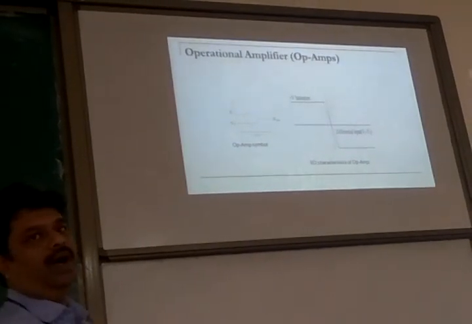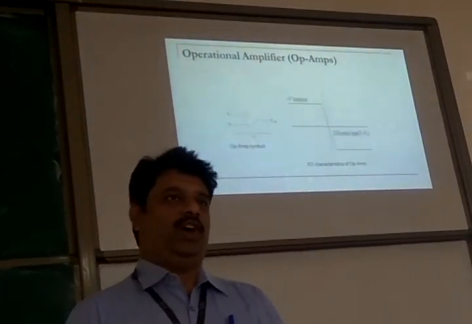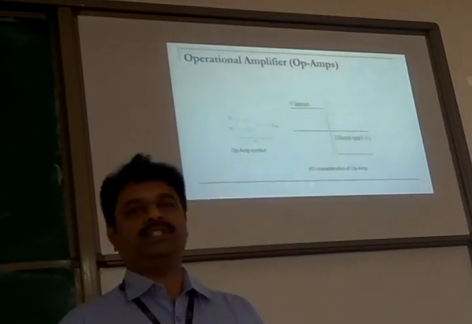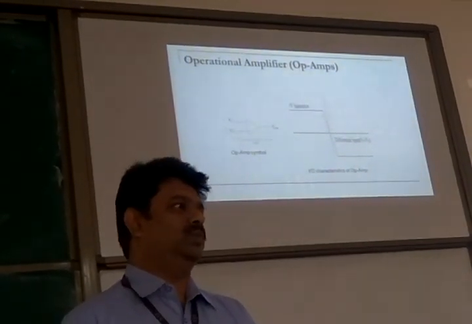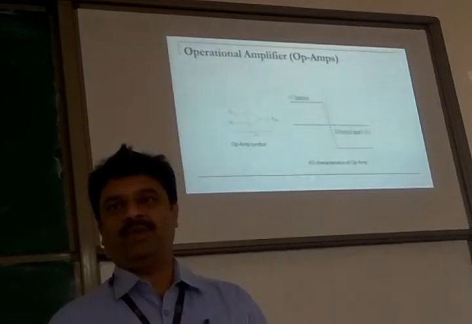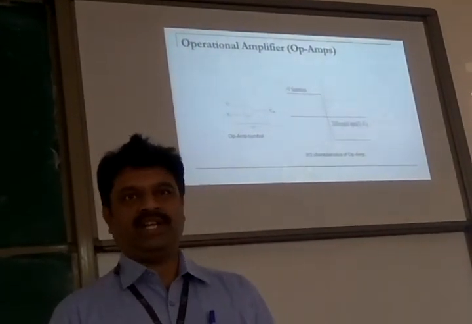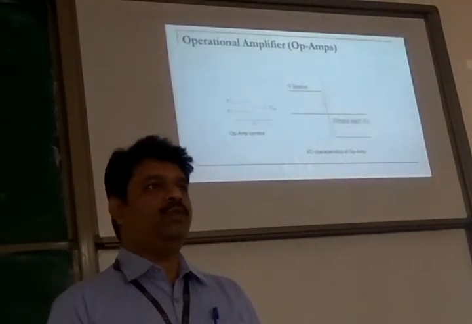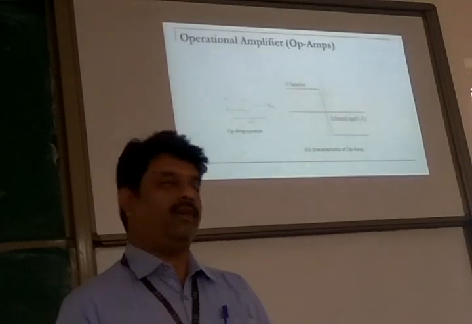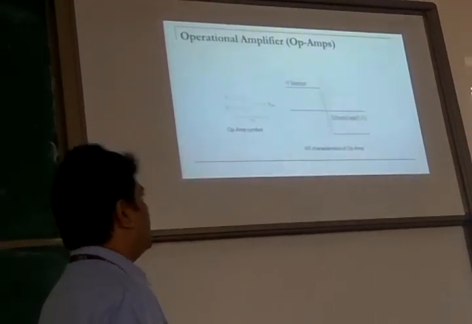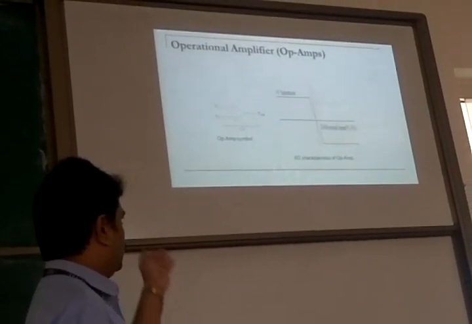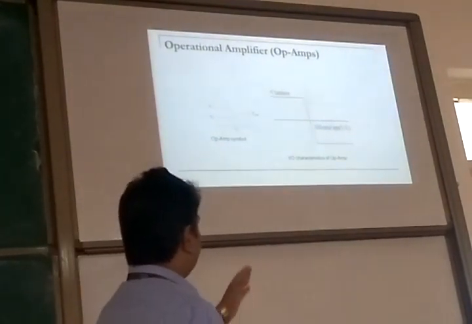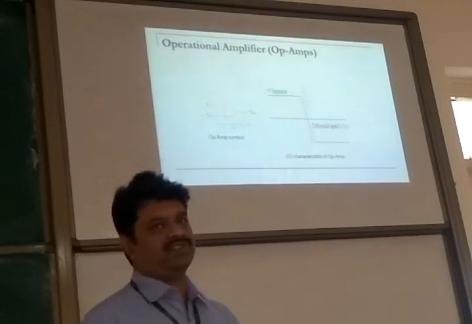So you have two inputs, and the operational amplifier amplifies the difference between V1 and V2. V1 is a voltage, V2 is another voltage. The difference between V1 and V2 gets amplified and is available in the output, V out. Of course, there is a ground, a line representing ground. That's the symbol. And on the right hand side, you have the VI characteristics.